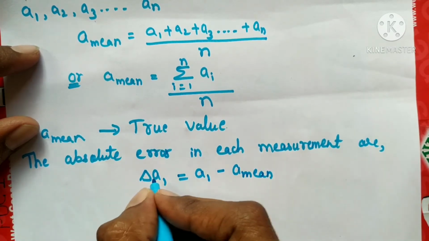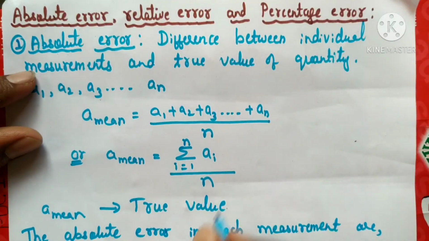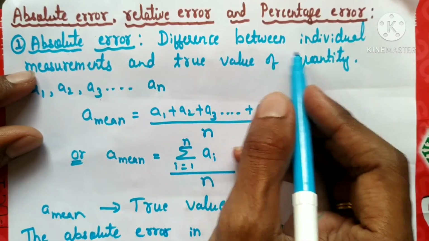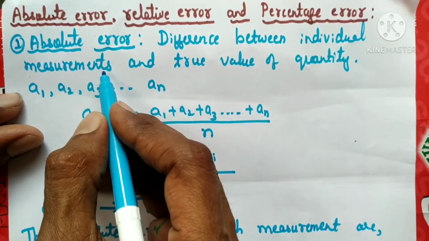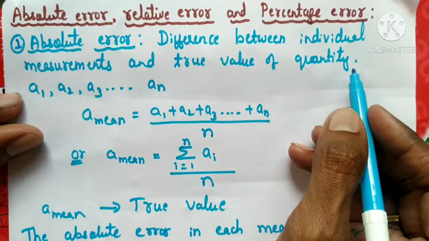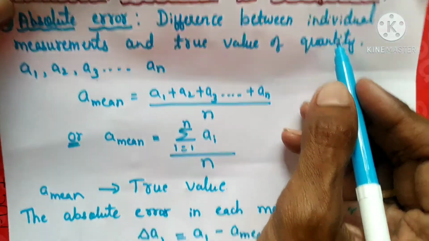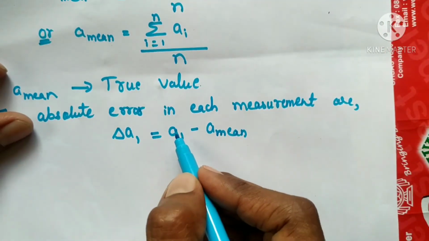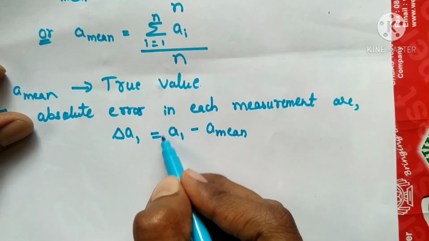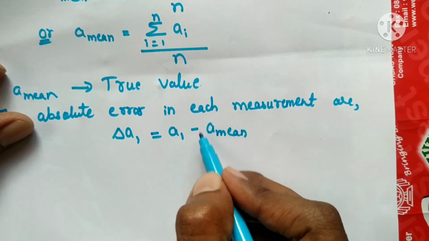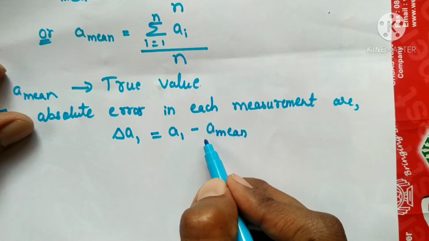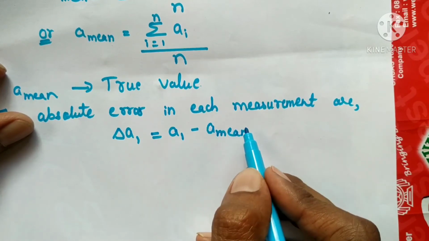Absolute error, I have already given the definition. What is the definition? That is the difference between the individual measurement and the true value of the physical quantity. That's why I have taken here the difference between the individual measurement. A1 is the individual measurement and A mean is the true value, or standard value of the physical quantity.